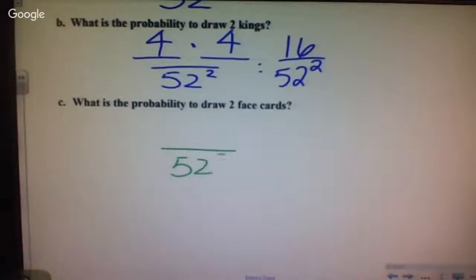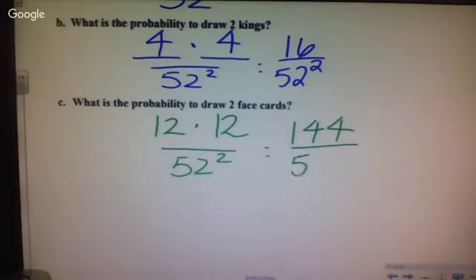Okay, in this one, I want face cards. What are my face cards? Jack, Queen, King. No aces. So I've got Jack, Queen, King of spades, clubs, hearts, diamonds, which leaves me with 12 options. And because I'm replacing, I still have 12 more options. So 144 out of 52 squared.